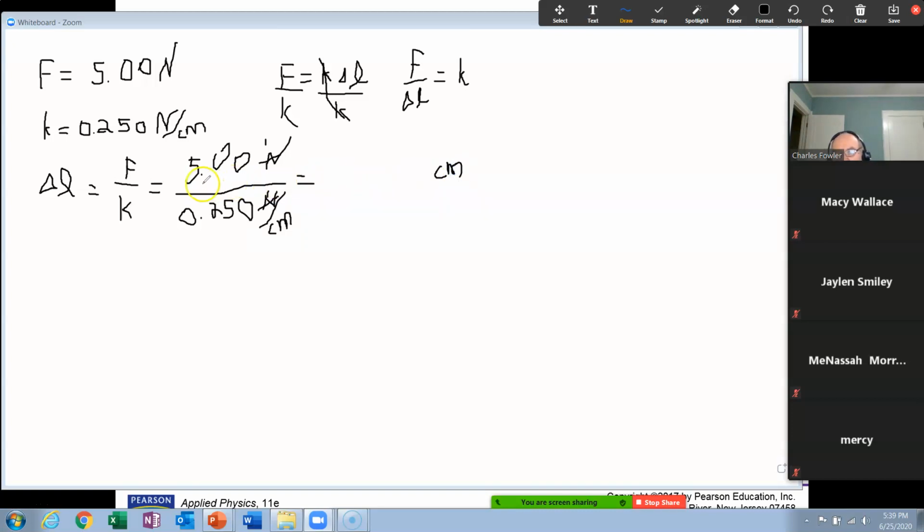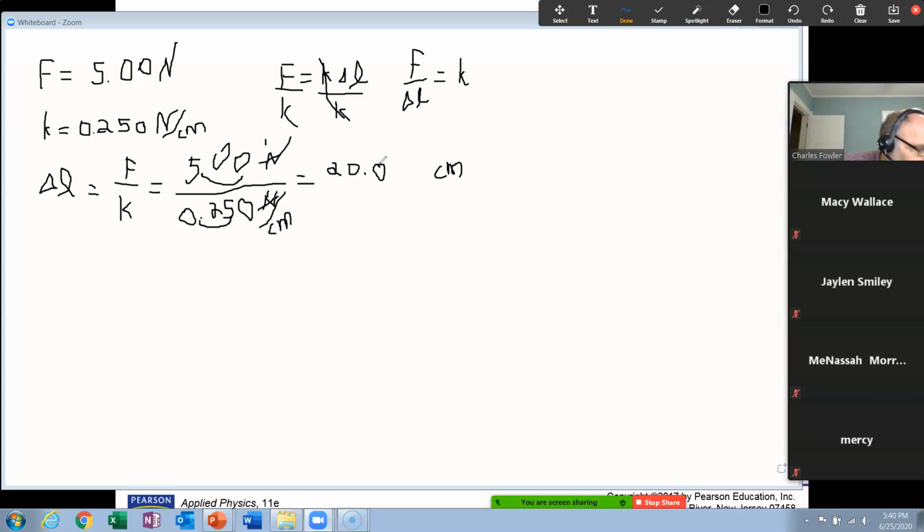Now, 5 divided by 0.25. I'm going to do a little monkeying around here. I'm going to move this decimal 2 places this way and this decimal 2 places that way. This is just to make it easier to do our division. And that gives you 25 into 50 would be 2, and 25 into 0 would be 0. So that gives you 20.0 centimeters. 20.0 centimeters, that would be the extension.